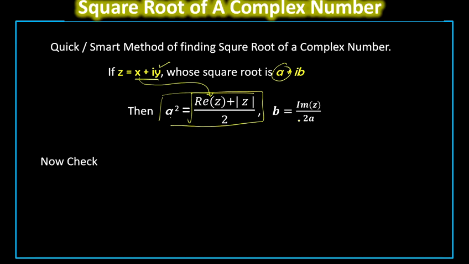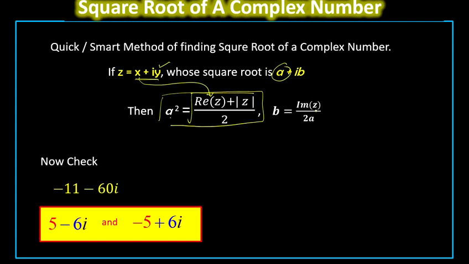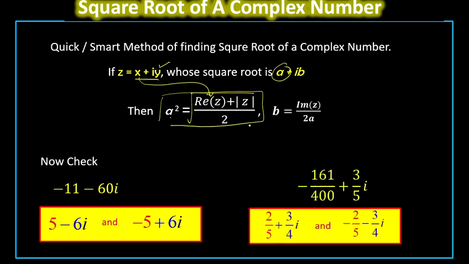You can check the previously done examples, what I did in the last few slides. Like we found the square root of minus 11 minus 60 iota. Its real part is minus 11. Its modulus is the root of 11 square plus 60 square. You write here, divide by 2, take the root, you get the value of a. And when you get the value of a, you can find the value of b easily. That is minus 60 divided by 2a. Please check whether this formula, this method, is workable or not. We did this example also, and you know the answer of this example, and you can check it by using this shortcut or smart or quick method of finding the square root here.